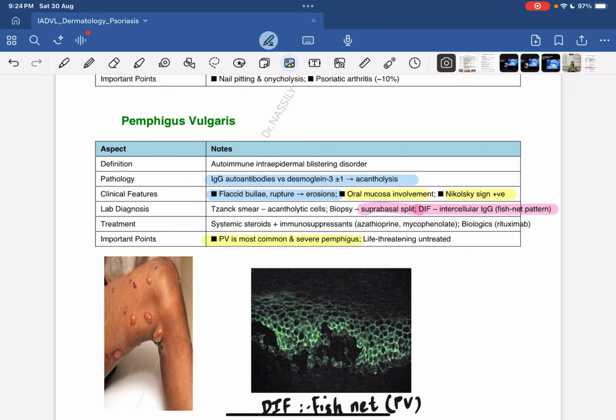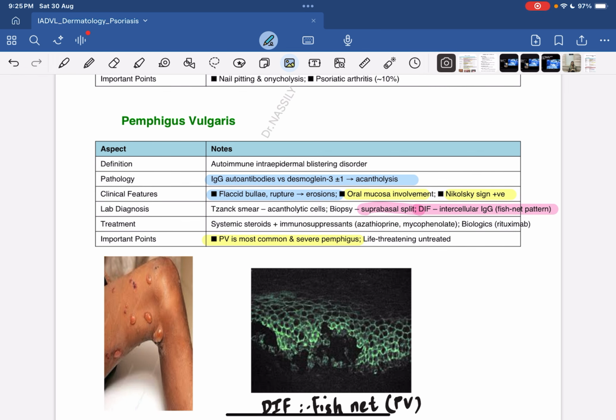So there will be acantholysis. The clinical feature will be the patient will present with flaccid bulla. It can rupture and cause erosion. In Pemphigus vulgaris, oral mucosal involvement is seen. In Pemphigus foliaceus, there will be no oral mucosal involvement. The Nikolsky sign is positive.